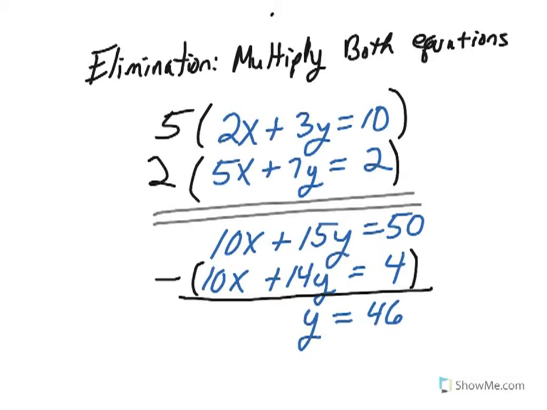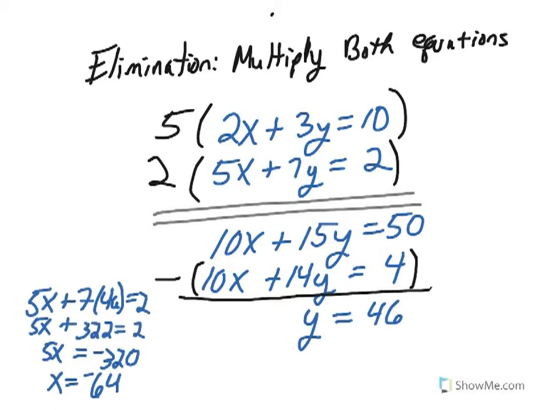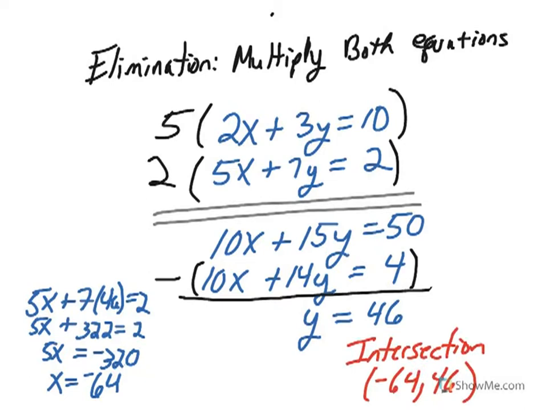Now we're ready to plug back in and find x. Why don't you try that? Plug into 5x plus 7y equals 2 to find x. Pause the video. Okay, hopefully you found out that x was negative 64. So now we know the intersection. It's negative 64, comma 46. Please pause the video and copy this into your notes.